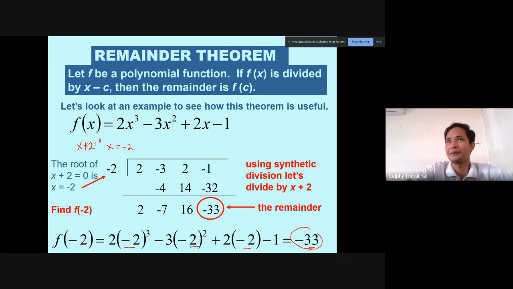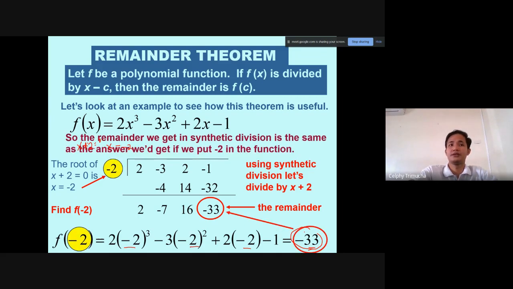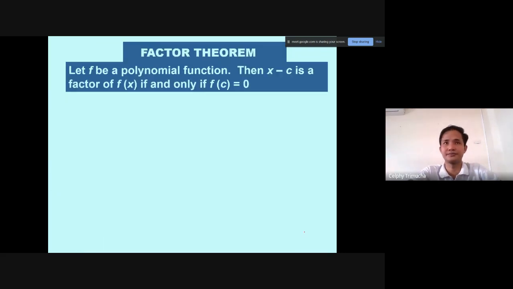Okay? So that is how it works, sir. It's easier. So the concept of the remainder theorem is purely substitution of the root of your equation. So the remainder we get in synthetic division will be the same as the answer we get if we put negative 2 in the certain function.